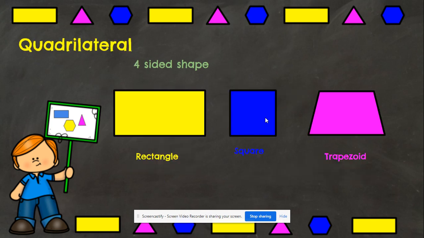And then we have quadrilaterals. Tenemos los cuadriláteros que son, they are shapes that have four sides.